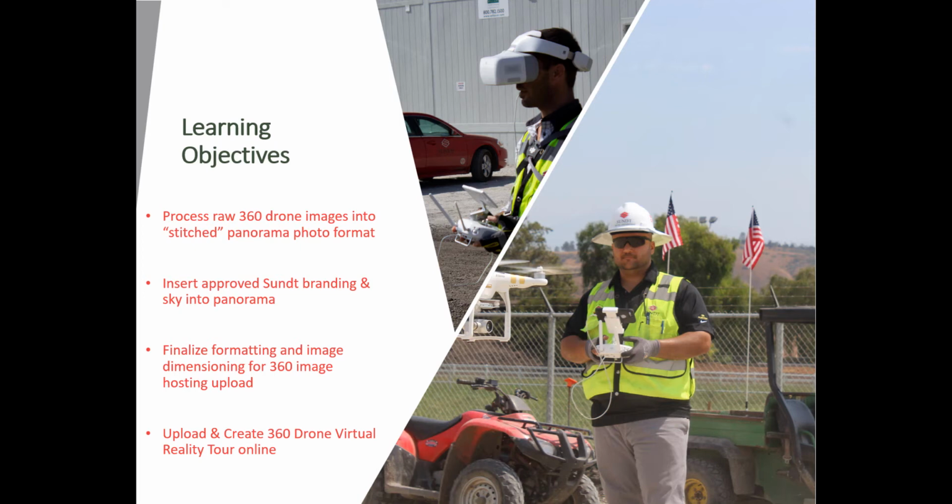You're going to be able to insert and approve Sundt branding and the sky into the panorama, and that's important because if you've ever done this before, you know that the drone, because of the gimbal pitch, won't be able to capture all of the sky, so you won't have a true 360 unless you include the sky. I'm going to show you how to do that.